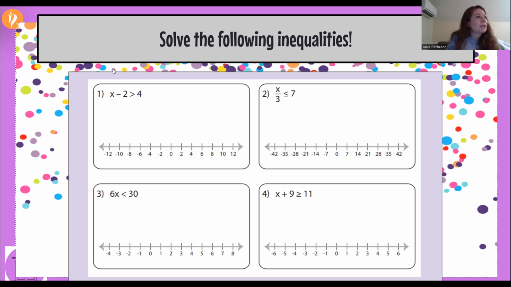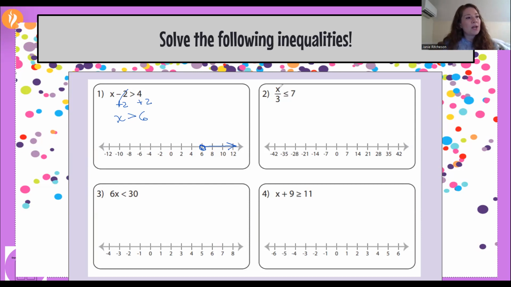All right, did you solve them on your own? I hope you did. So number 1, we want x by itself. So on the side with x, we see -2. So we're going to add 2 to both sides of the inequality. X is greater than 6. We go to 6, open circle, and our arrow points to the right. And I hope you got the same answer I did.